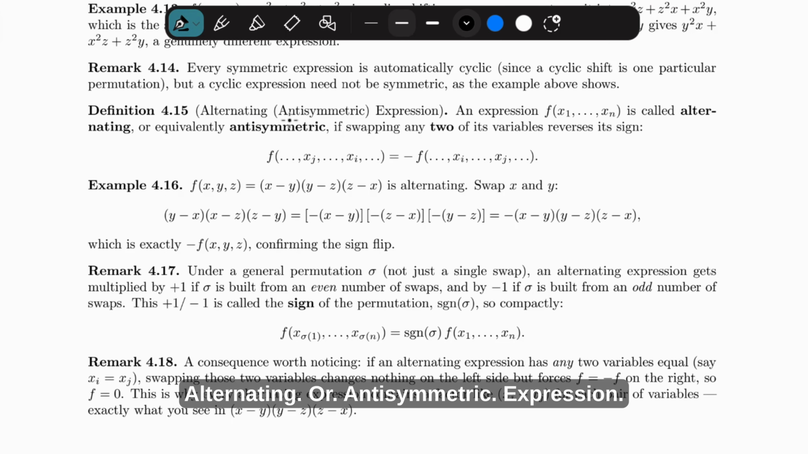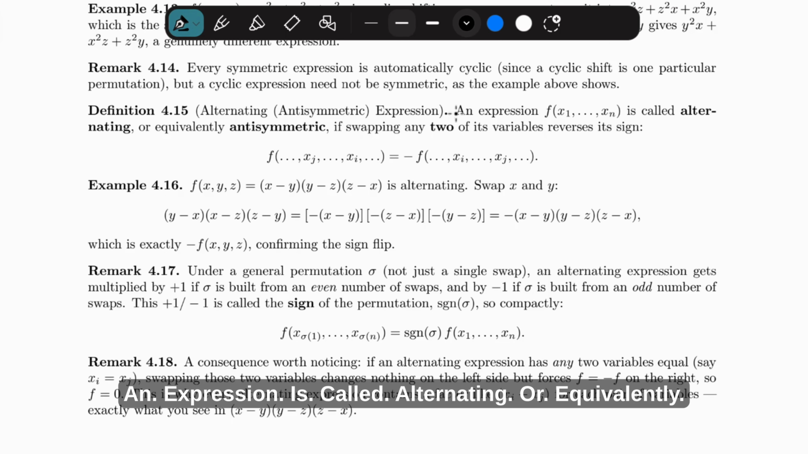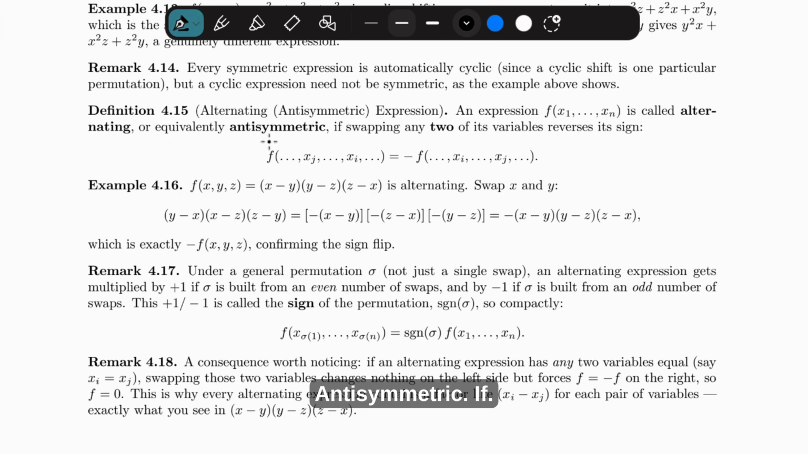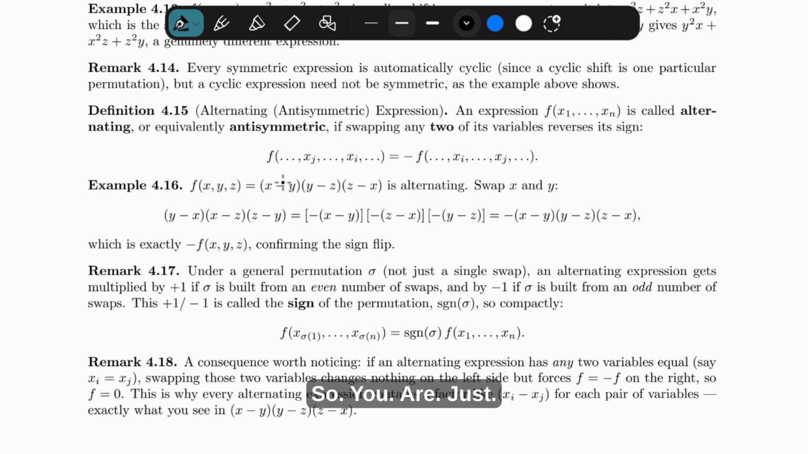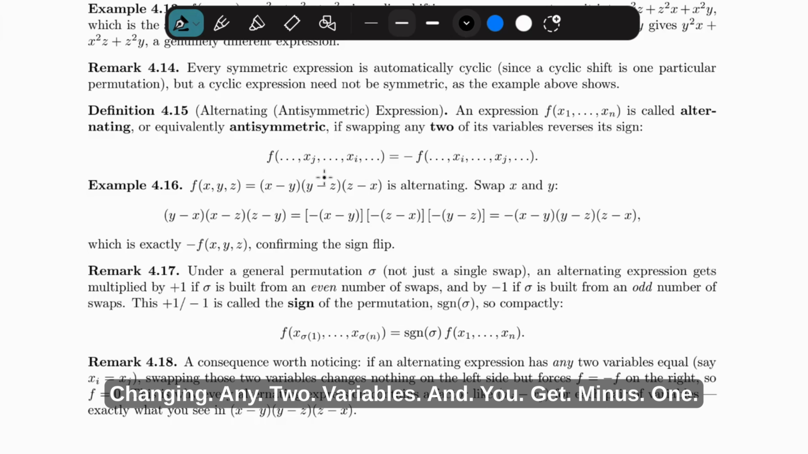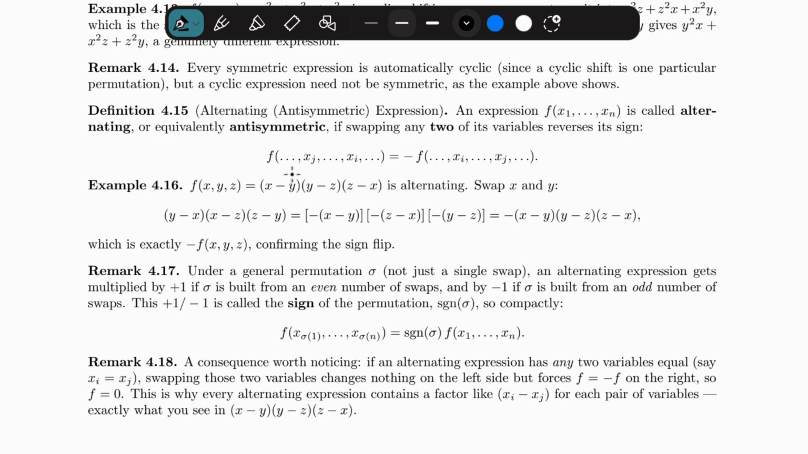Alternating or antisymmetric expression. An expression is called alternating, or equivalently antisymmetric, if swapping any two of its variables reverses its sign. So you are just changing any two variables and you get minus 1 in each factor.